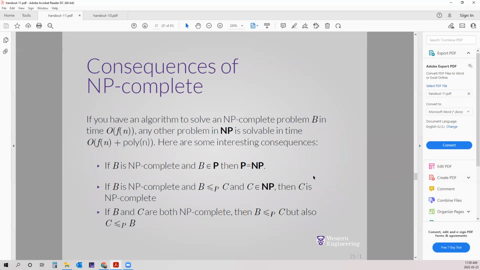If B is NP-complete and B belongs to P, then P equals NP. If B is NP-complete and B can be reduced in polynomial time to C and C belongs to NP, then C is NP-complete. If B and C are both NP-complete, then B can be reduced by a polynomial factor to C, but also C can be reduced to B. But can we solve this? No.